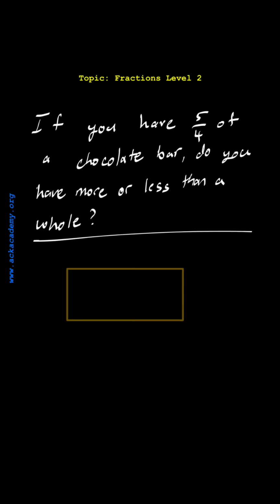Okay, so now I have this chocolate bar, and I know it's cut into 4 different pieces because what is the whole? 4, right? So let's cut it into 4 different pieces. This piece would be 1 out of 4. This is another 1 out of 4, another 1 out of 4, and another 1 out of 4. The total of this would be 4 out of 4, right? Because I have 4 1/4, right?